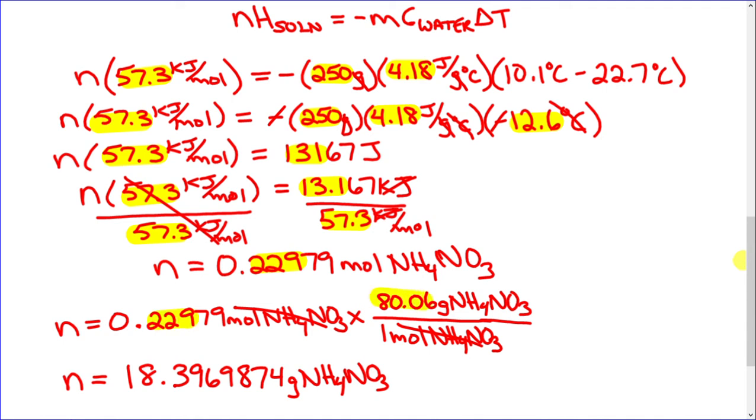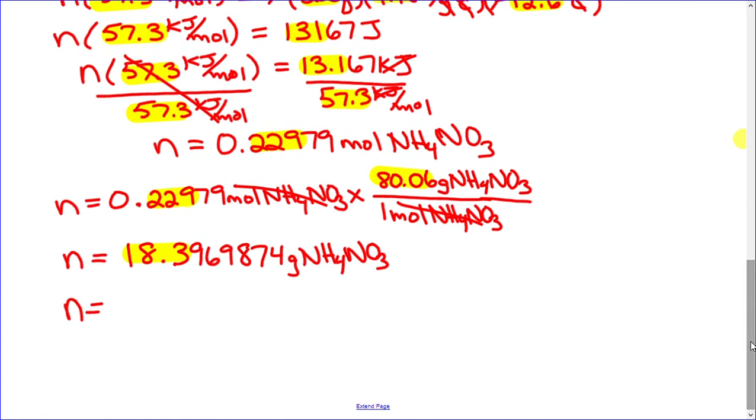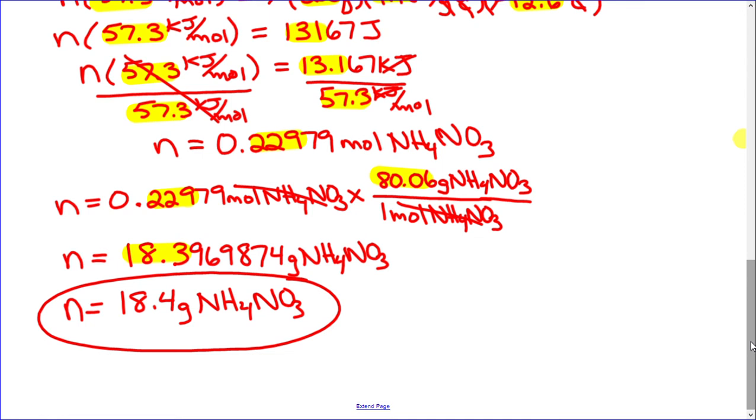And when I multiply by one that has 4, remember we always take the value with the fewest. So 0.229 only has 3, 80.06 has 4, which means I'm going to end up with 3 in my answer, and this thing's going to be 18.4 grams. So keeping track, at the very end, 18.4 grams of NH4NO3. So that tells me the amount that I would need of ammonium nitrate to bring water from 22.7 degrees down to 10.1 degrees Celsius.